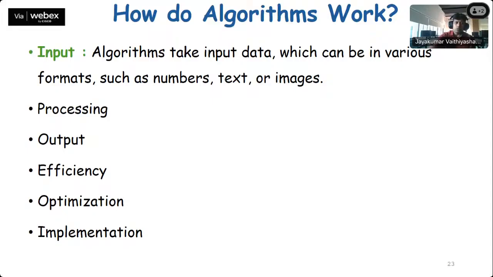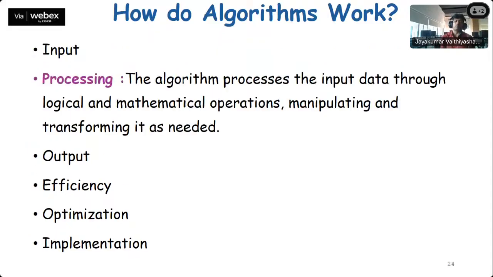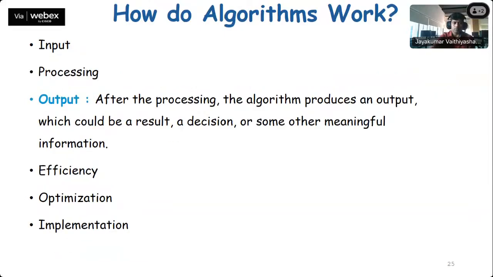Okay. So once you have input, then you can go for processing. Most of the time, you will do logical and mathematical operations over your data. By doing so, you are manipulating and transforming your data. Okay. So once you do all these steps, you'll get the desired output. With the help of output, you can take a decision.